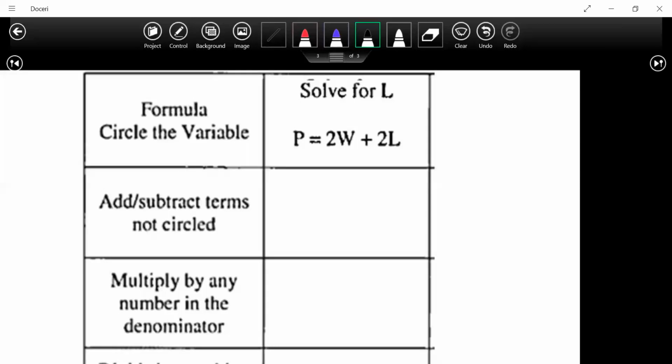Now what I want to do with this first one is highlight my variable. You can circle it, but I'm solving for L, so I'm going to highlight L. I'm going to write it down below. P is equal to 2W plus 2L.